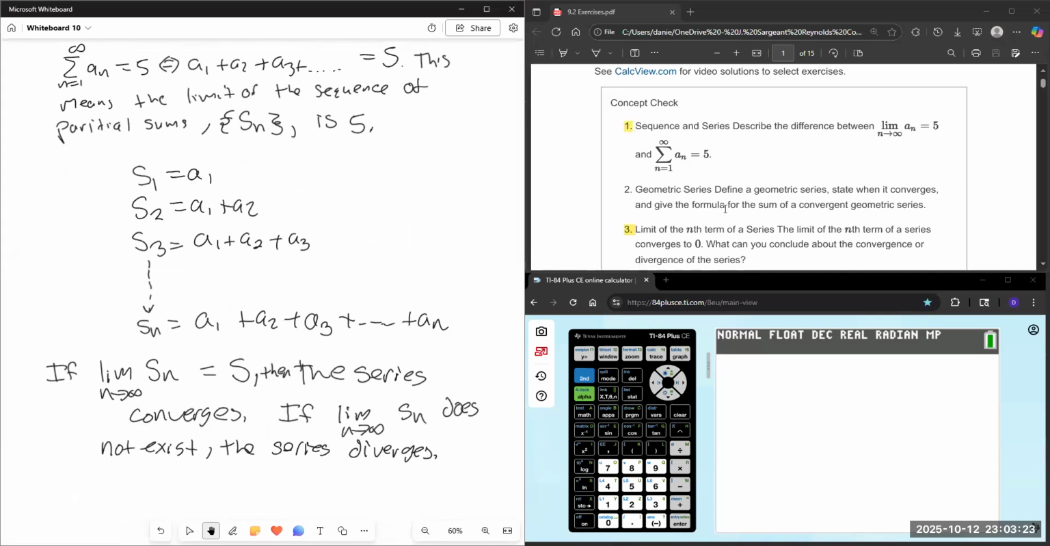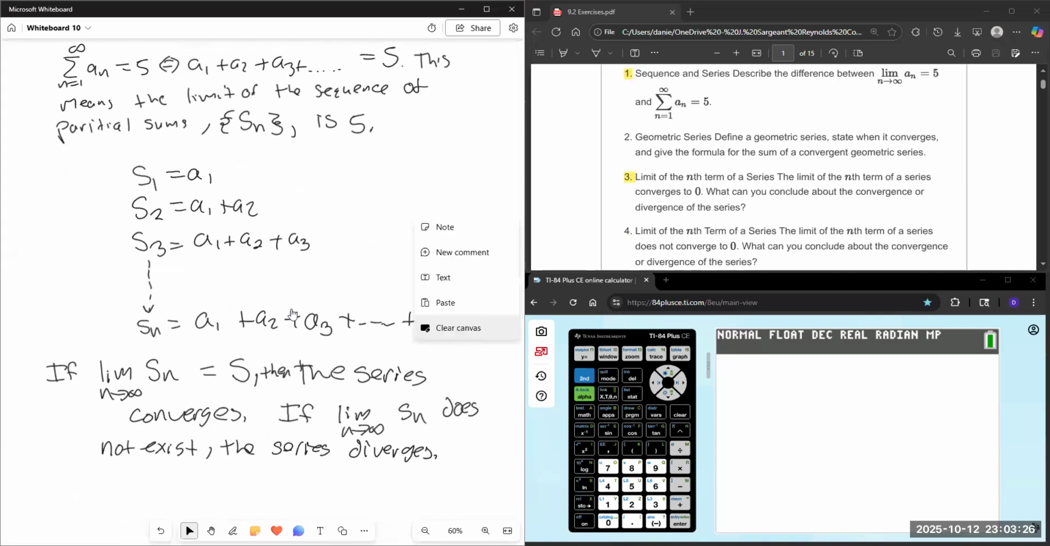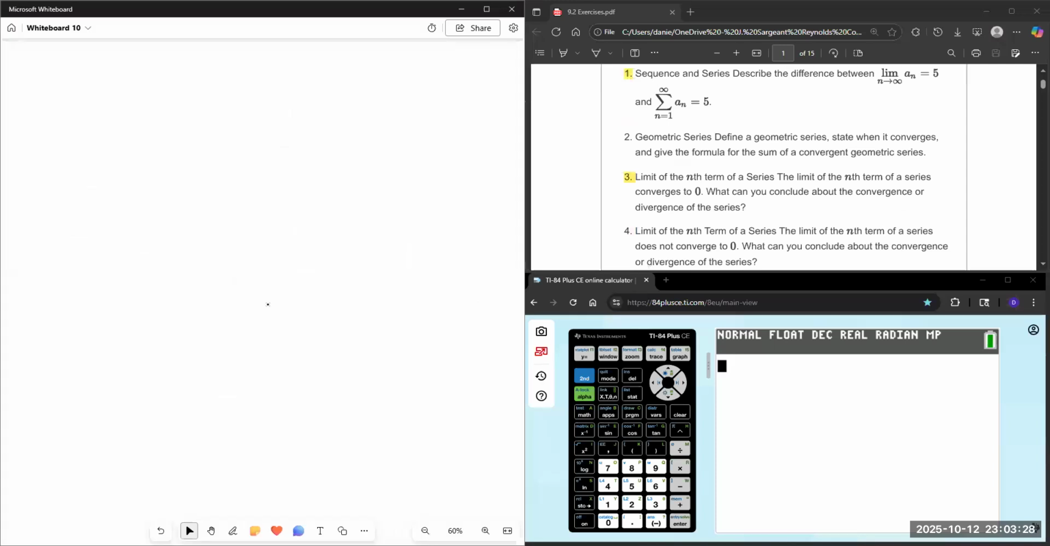So let's go on to another important question here with number 3. Number 3 asks us about if the nth term of the series converges to 0, what can you conclude about the convergence or divergence of the series? And the answer is nothing. You can conclude nothing by knowing that the nth term goes to 0. You only know that the series diverges if the nth term is something other than 0.